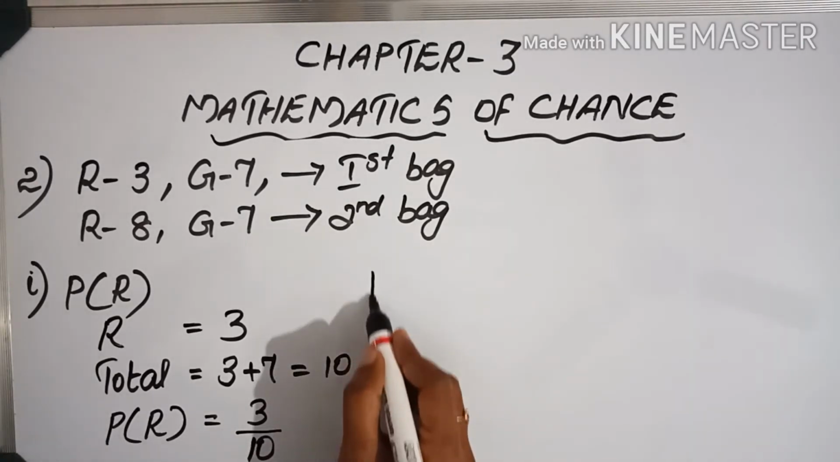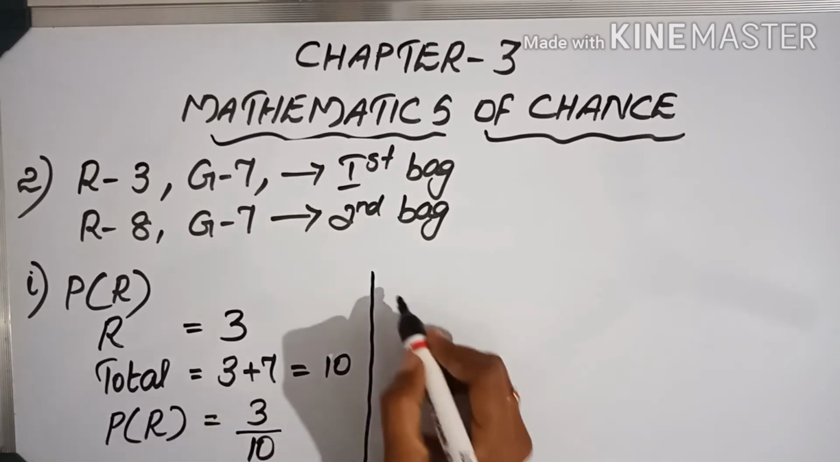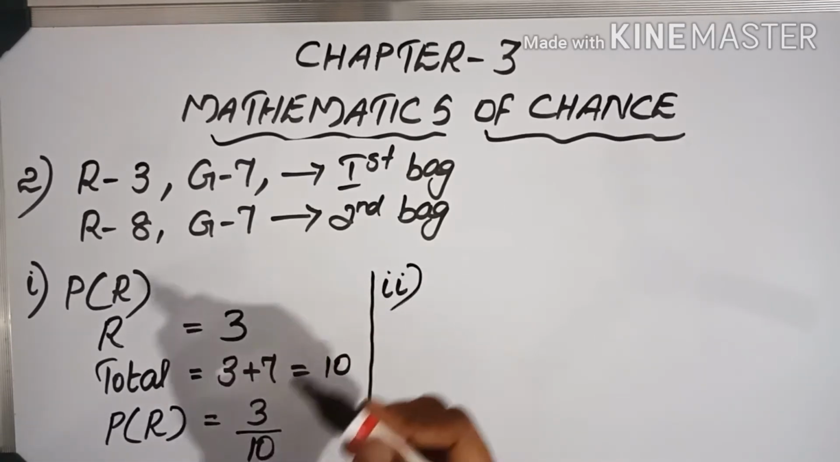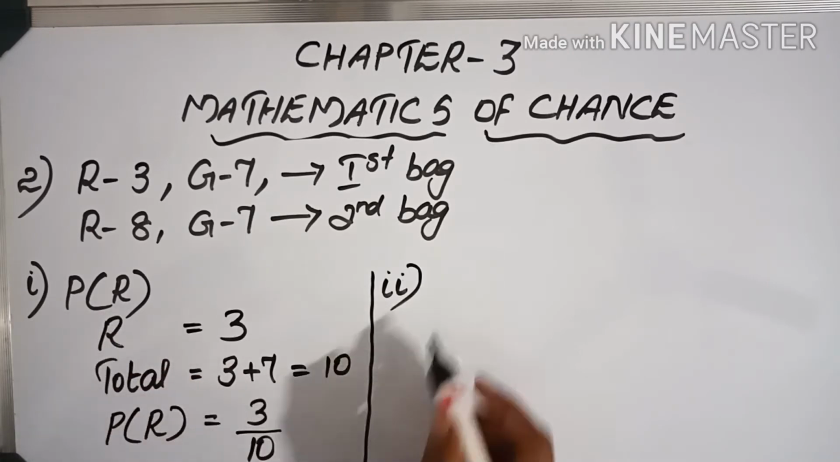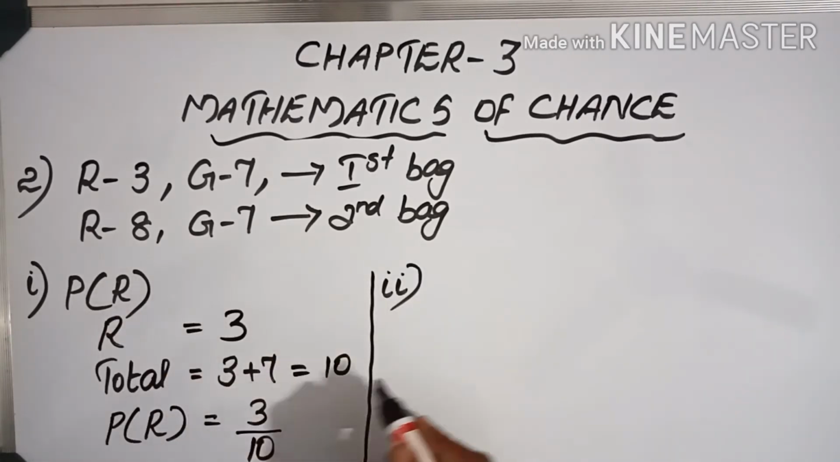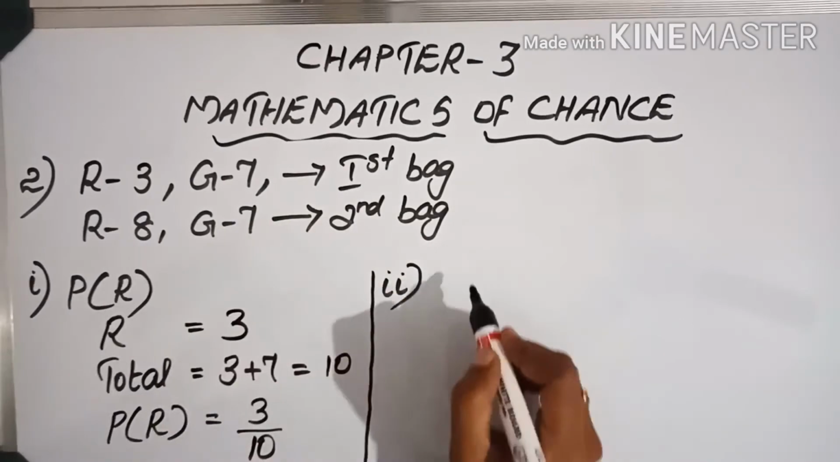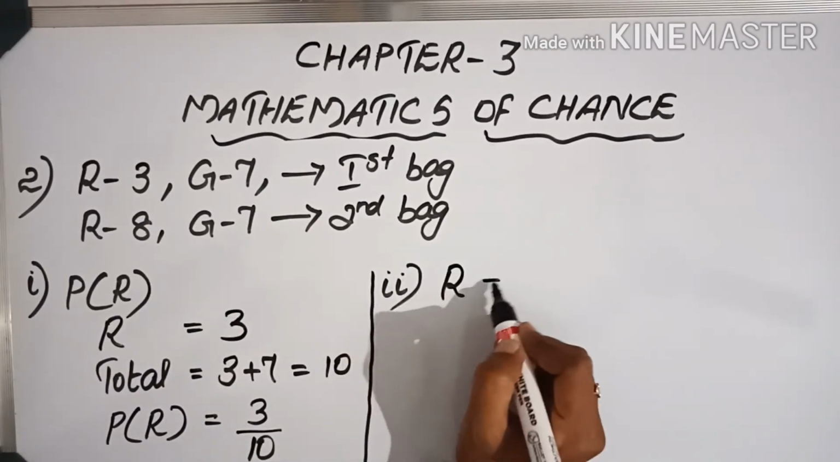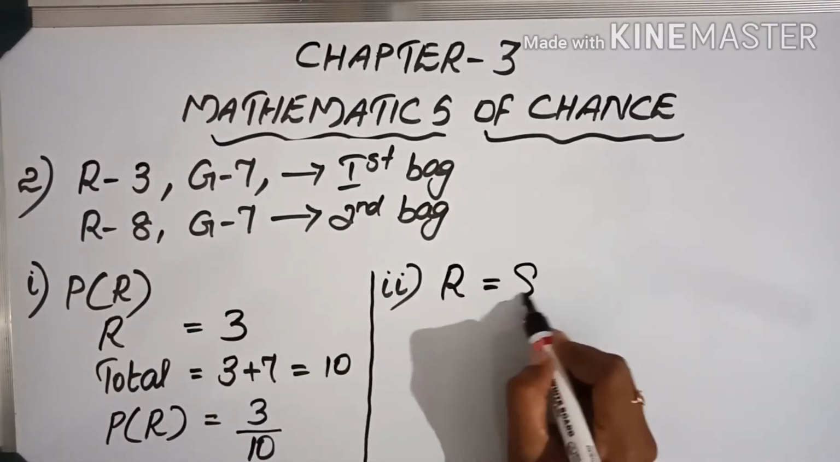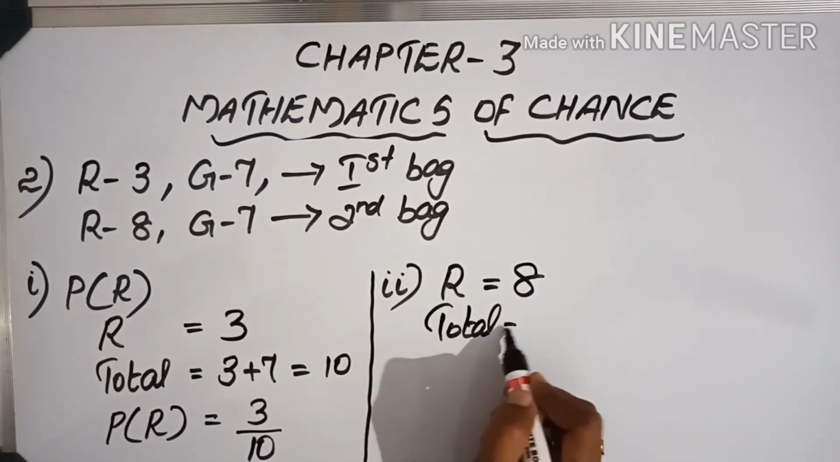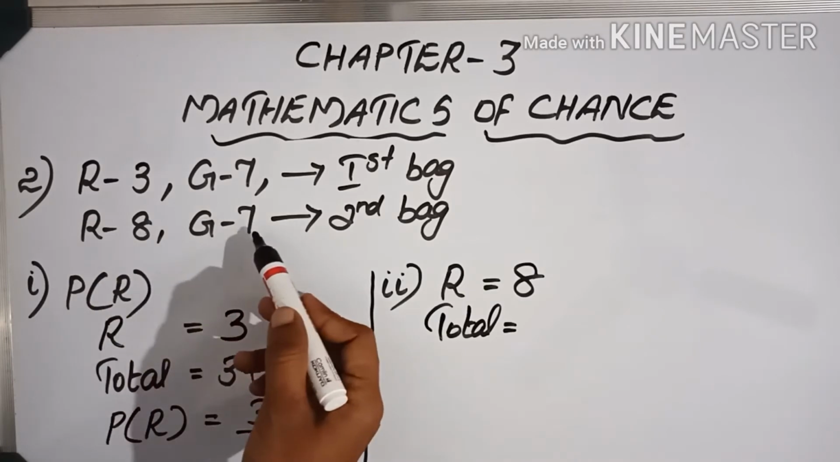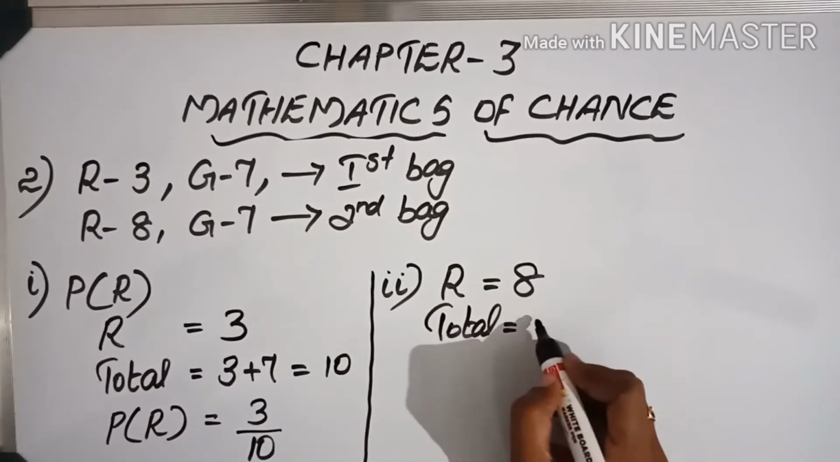Now for the second bag. That is the second sub-question. Same, the probability of getting red we need to find, P of R. For the second bag, what is the favorable number? That is our red ball, here it is 8. Now what is the total? The second bag contains 8 red and 7 green, so the total is 15.